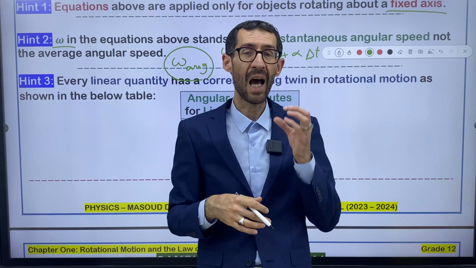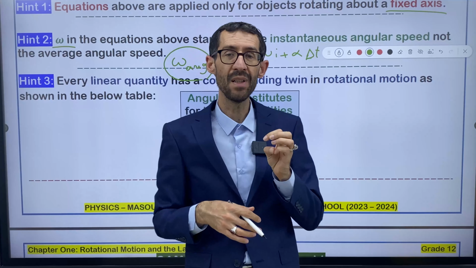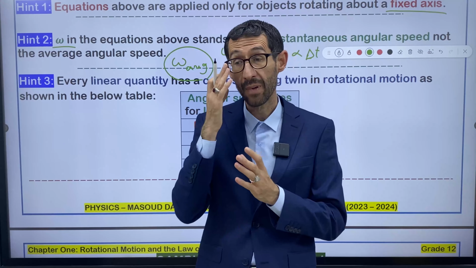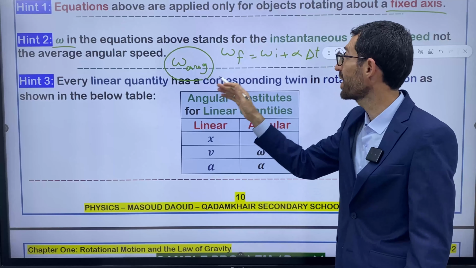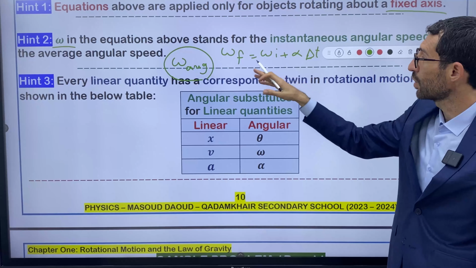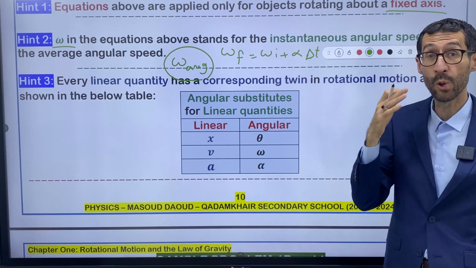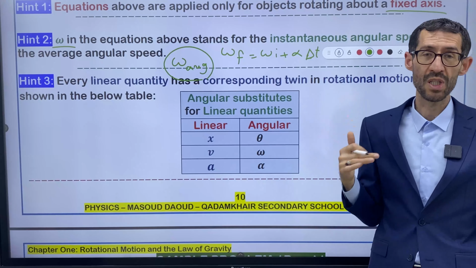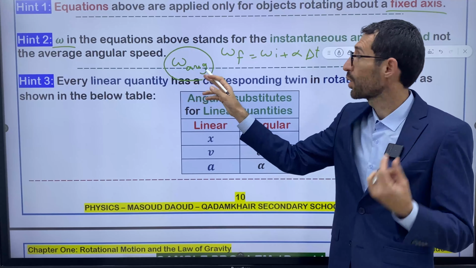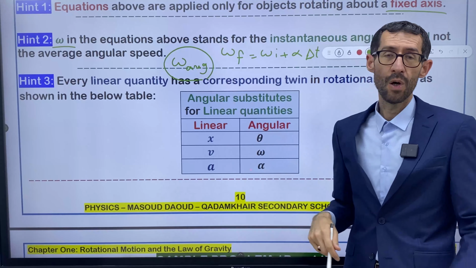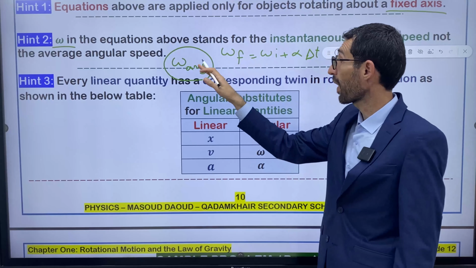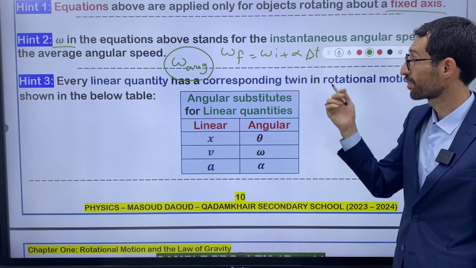Keep in mind that average angular speed is a constant value, and we don't include omega average in these equations. Omega average does not belong to the kinematic equations with constant acceleration, because it has only one value. You cannot determine, for example, omega i and omega f from it. That's why it doesn't apply.